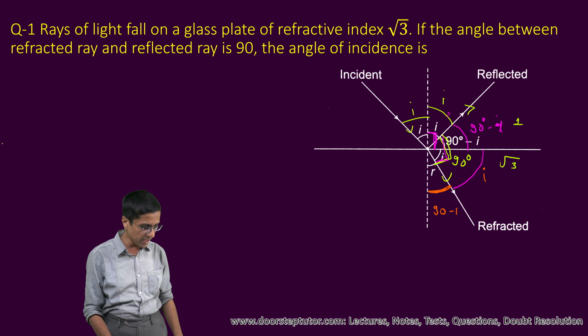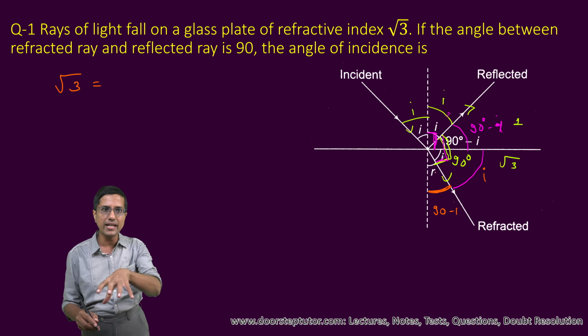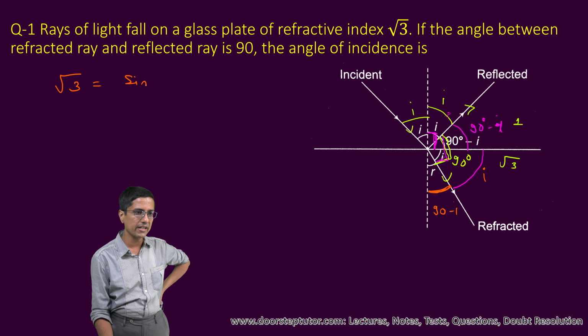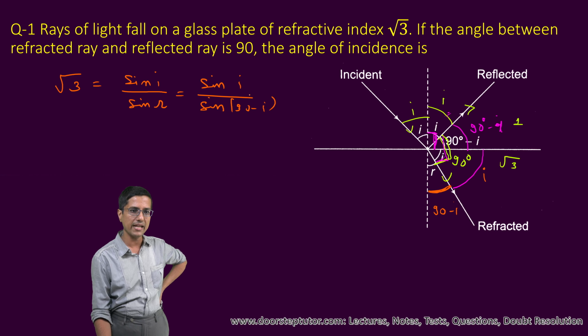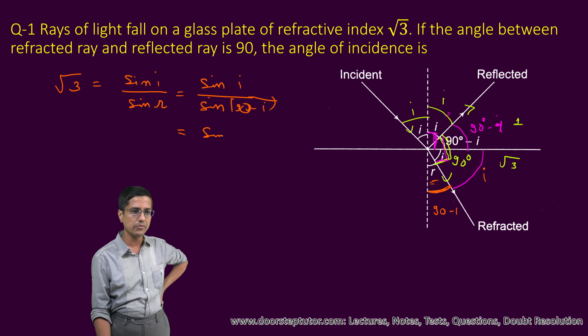Now from here on things become very simple, because we know that the refractive index is √3. If you had drawn this diagram, the problem is actually solved. So this is equal to sine i divided by sine r, and of course this is nothing but sine of the angle of incidence divided by sine of 90 minus i. Because we know that this angle of refraction is nothing but 90 minus i, this is equal to sine i divided by cos i.